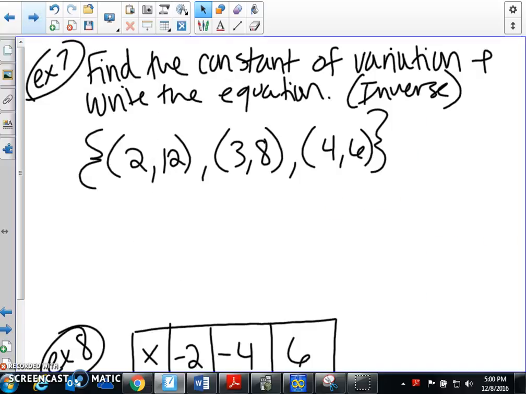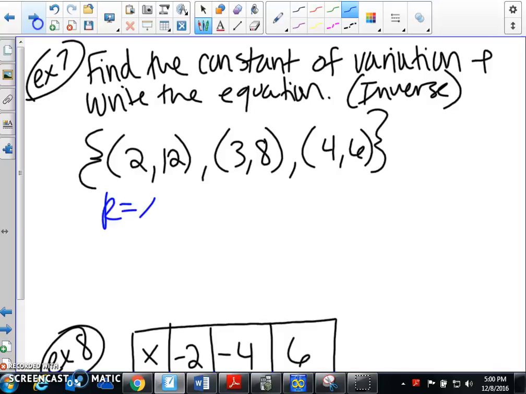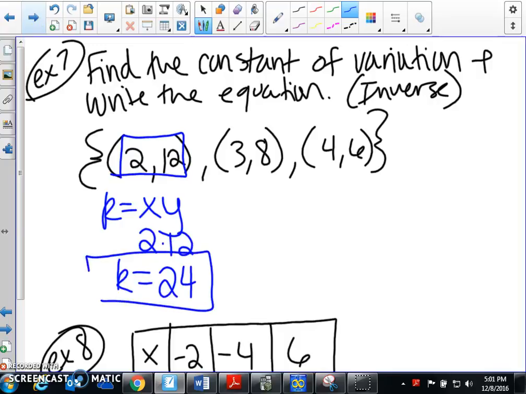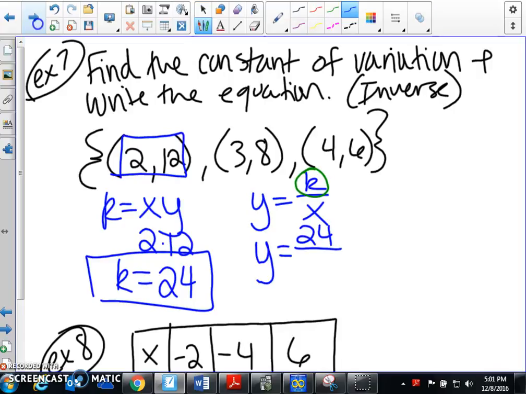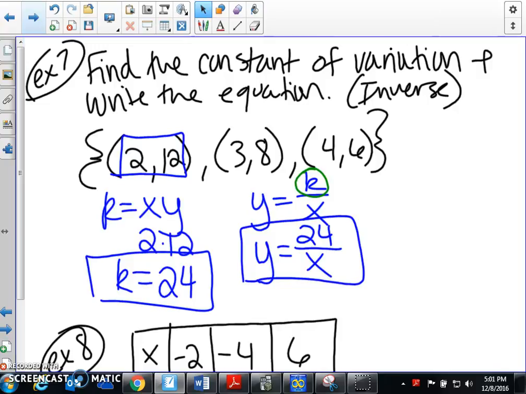All right, so let's find the constant of variation for the inverse. The good thing about inverse is you just multiply, so it's nice and easy. So the constant of variation is just x times y. So 2 times 12 is 24. Miss Beck, will that work with everyone? Yep, 3 times 8 is 24, 4 times 6 is 24. Our inverse variation equation is y equals k over x. So I just plug in my k, literally just plugging in 24 right here. So y equals 24 over x. That's my equation.